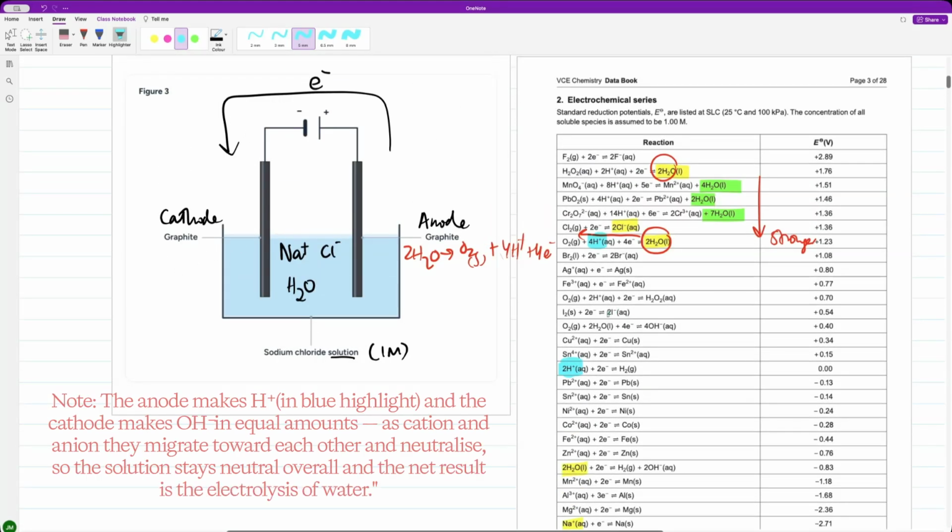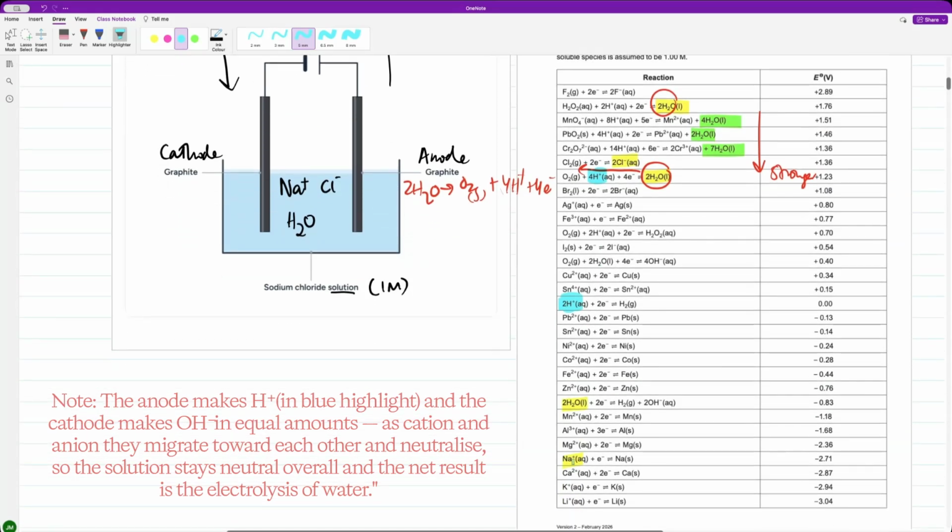Now, what's available at the cathode? Well, we've got this sodium ion and we've got the water molecule that's available at the cathode. These are oxidants. Now, the strongest oxidant is water. So water will end up reducing. 2H₂O plus 2 electrons gives you H₂ gas and 2OH⁻. Okay, so those are our two equations.